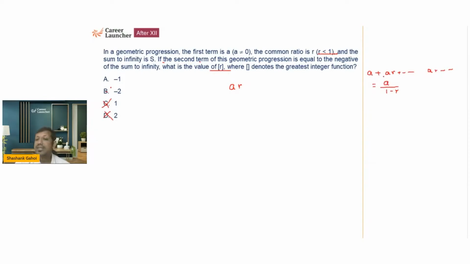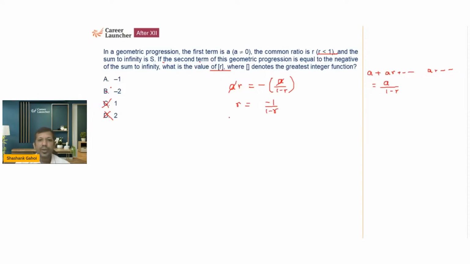Now it says that is sum to infinity. Now the question is saying the second term is equal to negative of sum to infinity. Okay, so this cancels out. So I can say R is equal to minus 1 upon 1 minus R.